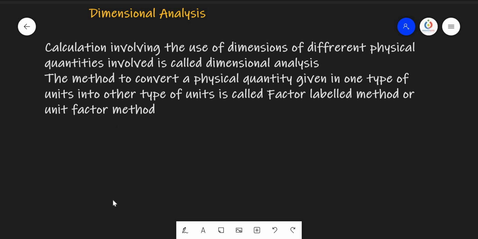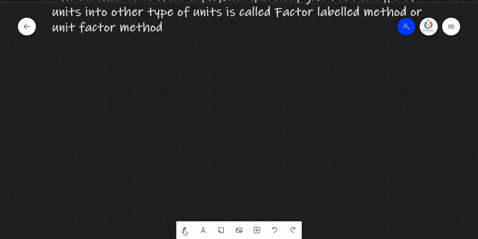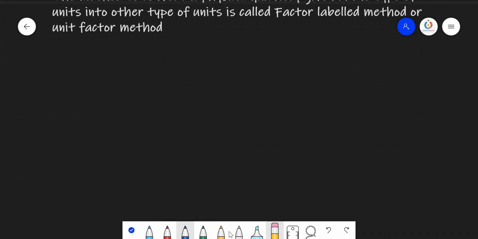So I'll take some relations first. After that, we'll come back to the unit factor method and factor label method and how to use this. So let us see first of all some relations here, that means unit relations.